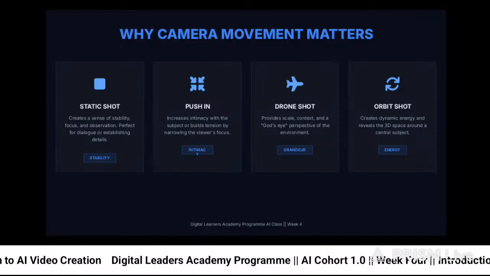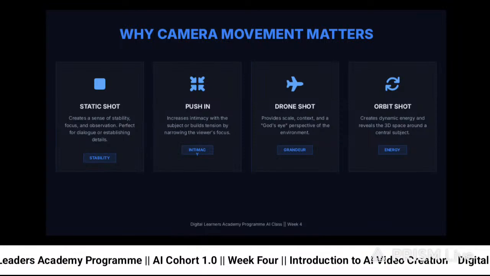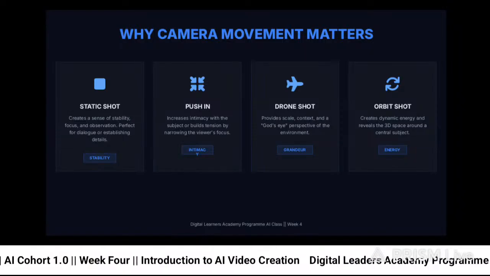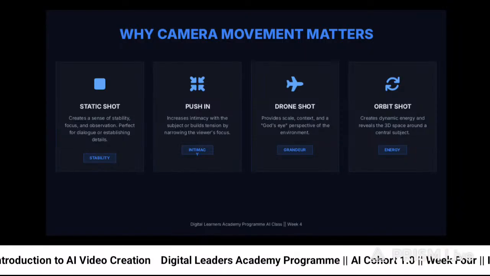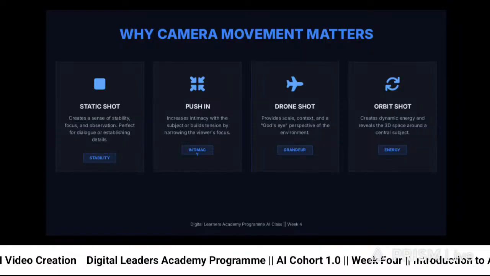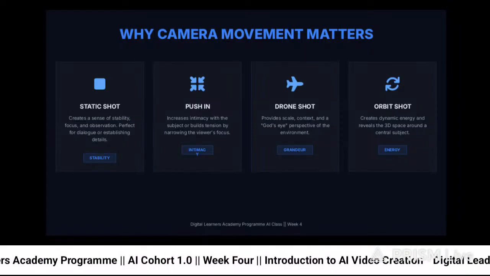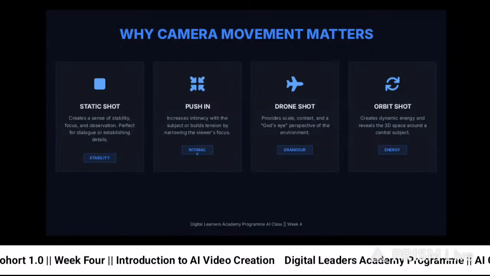Perfect for dialogue or establishing details. Now this one is just the shot whereby you have your camera standing at a spot, a static one. The pushing, now the pushing creates intimacy. You know, the moment when your shot or your camera movement is going towards the subject, it creates a kind of intimacy. It increases intimacy with the subject or builds tension by narrowing the viewer's focus.